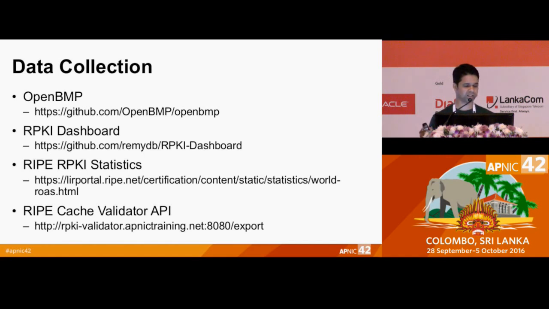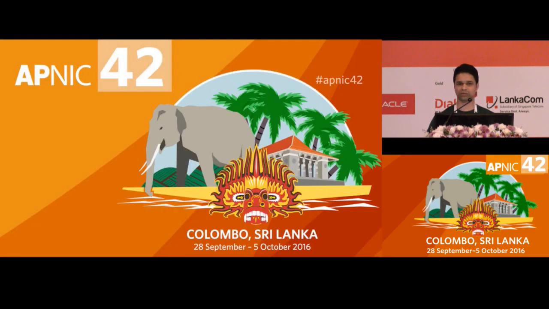For RPKI, I use the RIPE NCC RPKI statistics tools. I got them from GitHub, have my own tools, call the API, and get all this information. For the cache validator, you can also use the RIPE NCC RPKI cache validator API to do the verification. I hope that's all from my side. If you have any queries, I'll take them. I'm here for today, and yes, I have a question.